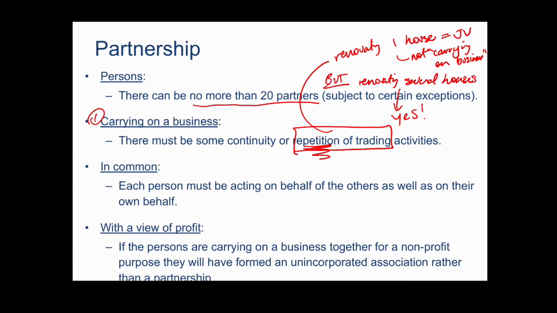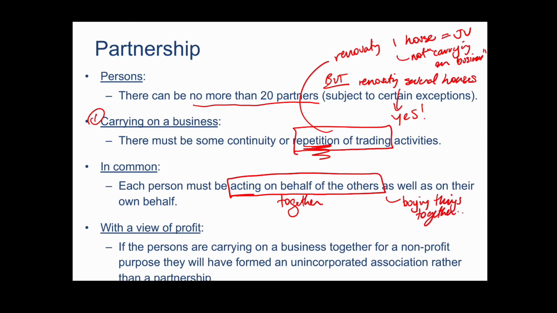You must be carrying on a business in common. So that means you've got to be doing it together with people acting on behalf of the others. You've both got to be going out and signing contracts and doing that thing. That's a question of fact. Are people entering contracts and doing that kind of thing for the business together with a view to a profit?